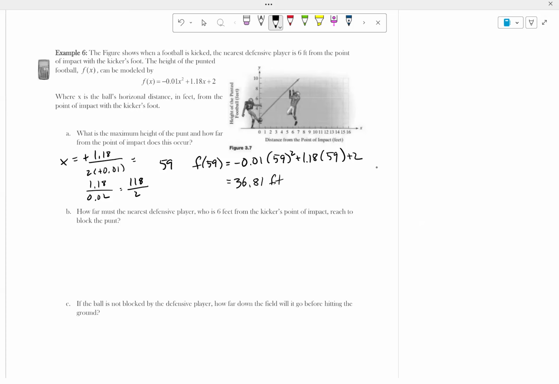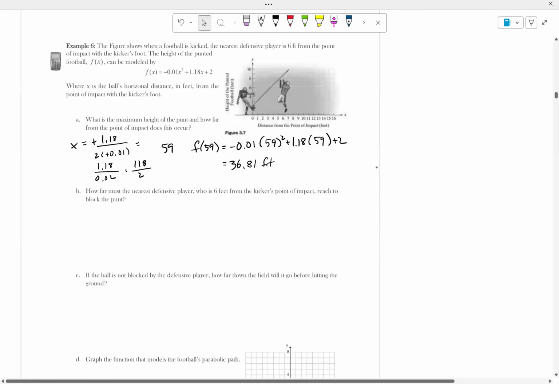And one thing to ask yourself when you're answering these questions is, is this a reasonable answer? And it does seem reasonable. If you would have gotten something like 75,982, please make sure to go back and figure out what you did wrong. If you get 0.08, again, same thing, figure out what you did wrong. Or maybe it's just a bad problem, and maybe you didn't do anything wrong. Maybe this person really did kick it 79,000 feet high.